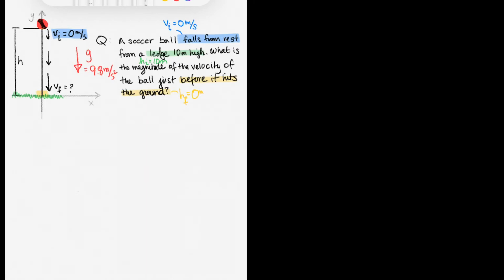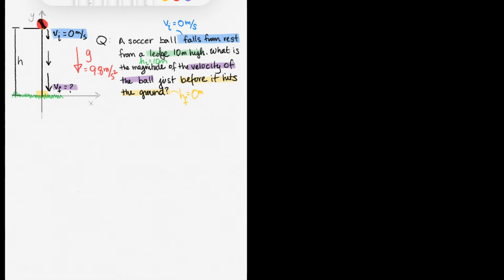And what we're asked to find is the velocity of the ball at that point. So we're asked to find the velocity of the ball right before it hits the ground. And that is our final velocity. We have an initial and a final velocity and an initial and a final height. This lends itself to using energy conservation to solve.